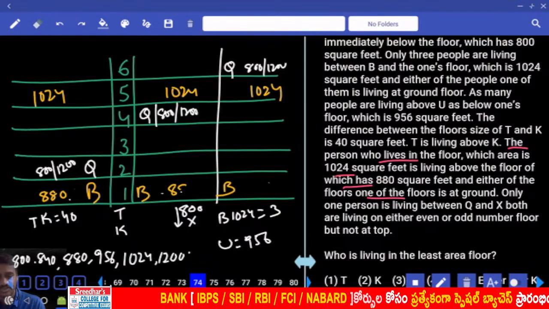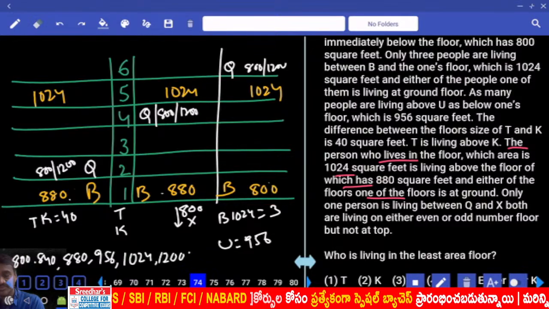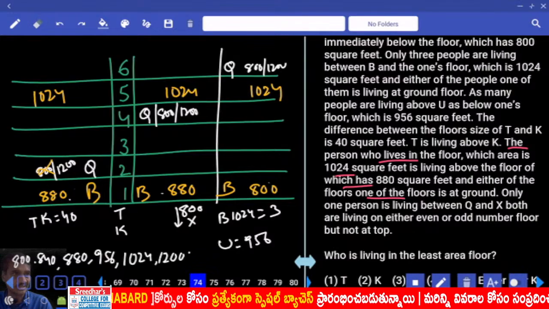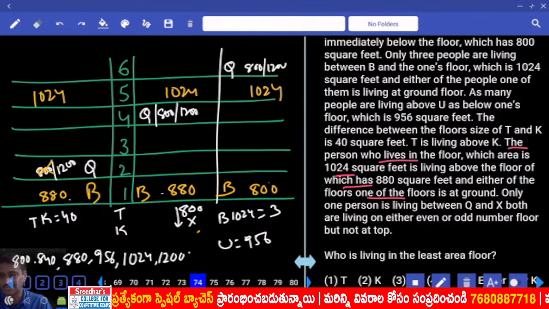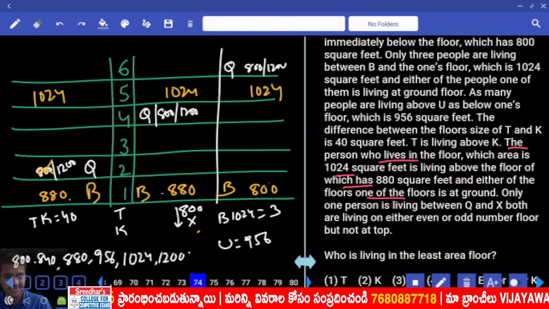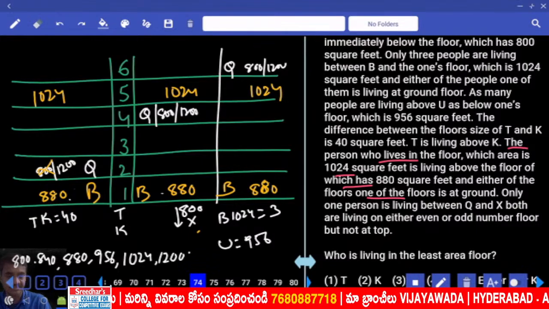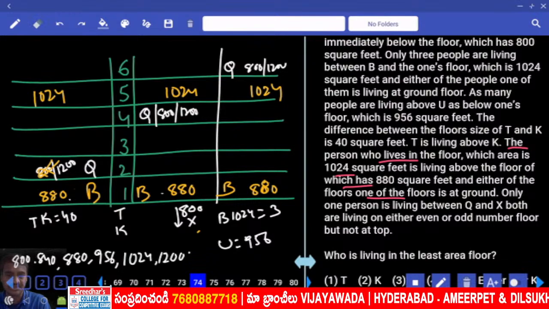Now B is 880. If B is 880, then this cannot be 800. Why? Because if it is 800, X must be immediately below this 800. Follow here. And as it cannot be 800, then where can you have this 800? Now 800, this is again ruled out. Now 800 and X. This cannot be 800 and it must be 1200.